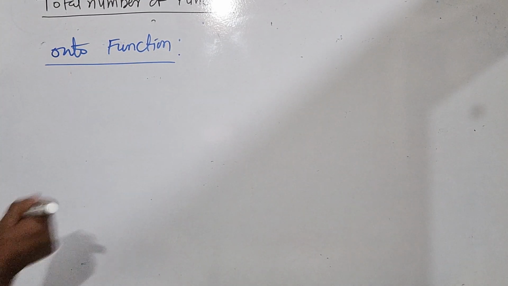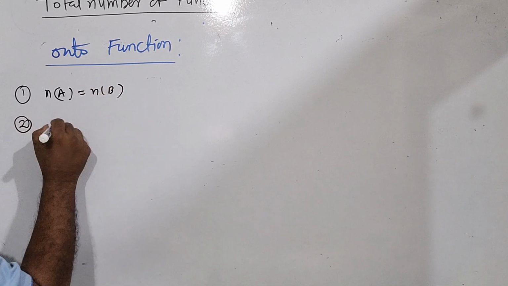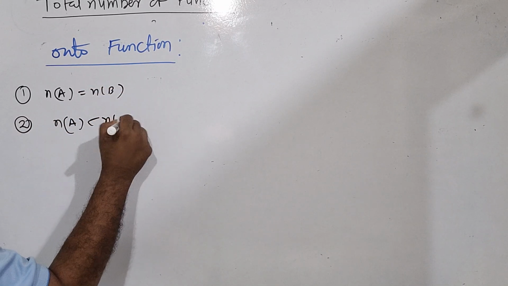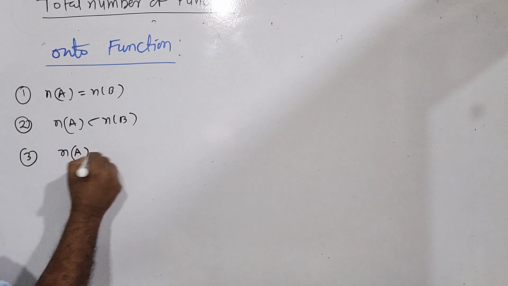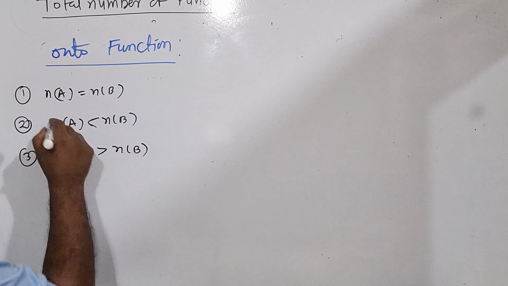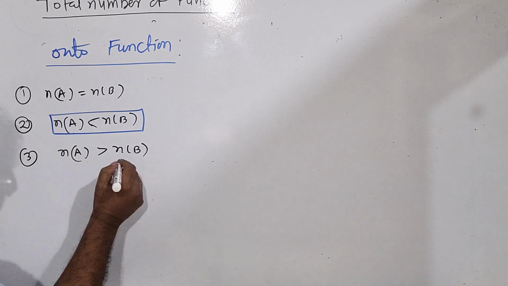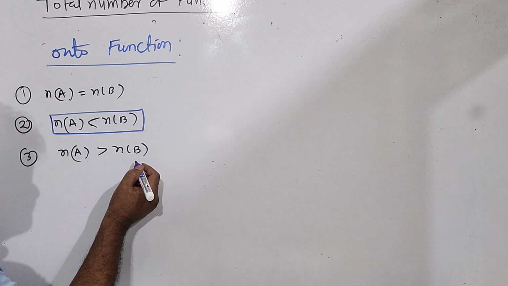Now coming to the very interesting point of the permutation and combination. So here also we will have case 1 when n of A equal to n of B, when n of A is less than n of B, and here n of A is greater than n of B. We have seen that when n of A is greater than n of B, the total number of one-one functions is 0.